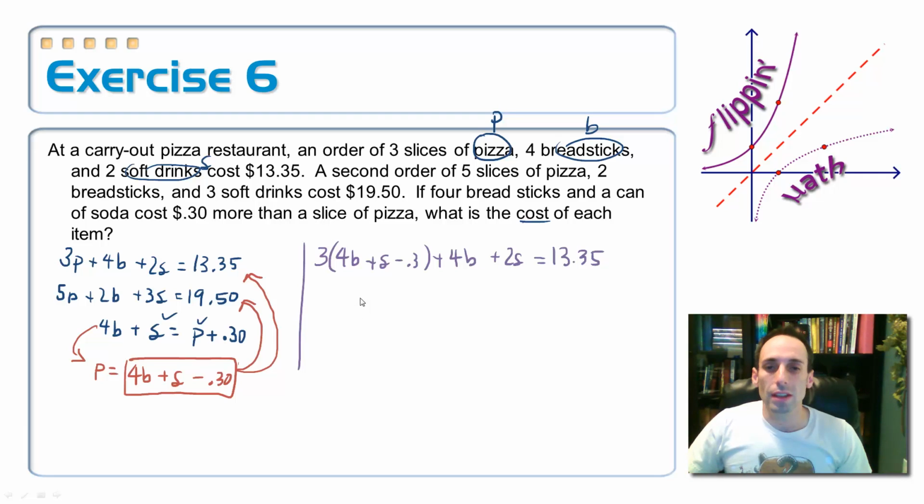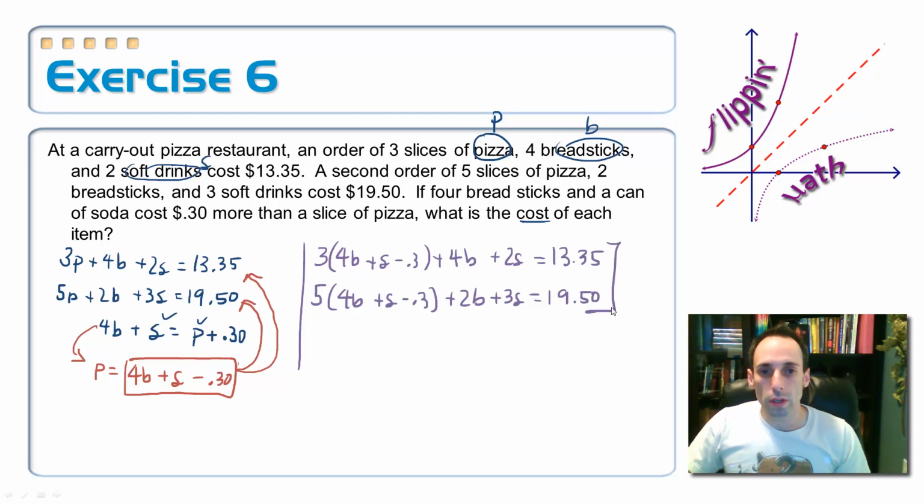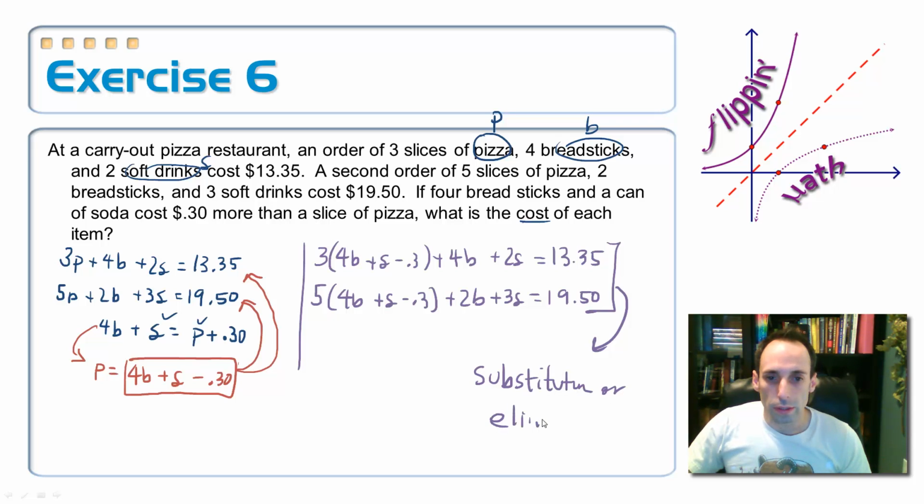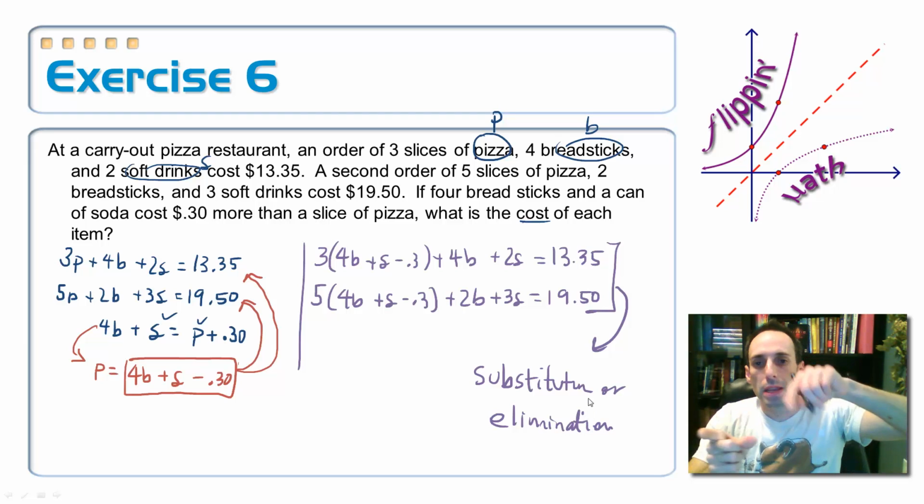And then I would do the same thing for the next equation. I'd have 5 times (4B's plus an S minus 0.3) plus the rest of that equation, 2B, 3 S's, is equal to 1950. Now from this point, I could either use substitution or elimination again. So probably elimination, substitution or elimination to solve for B and S.